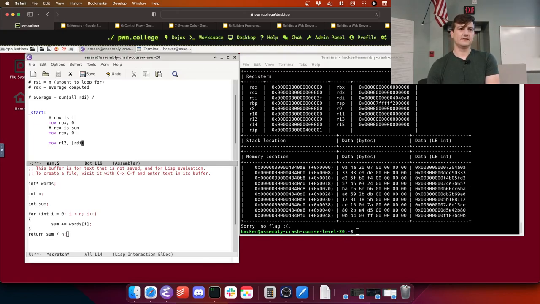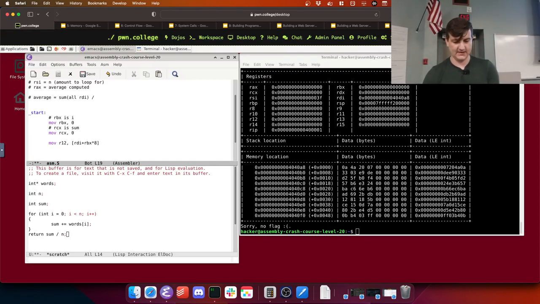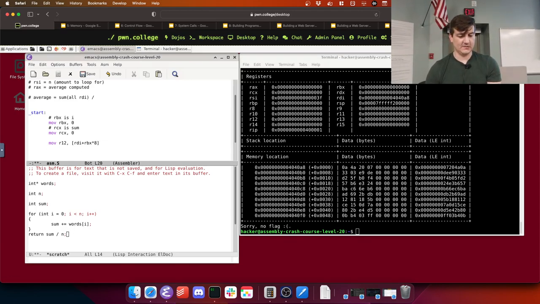So I need to move into, let's say some register, I'll just say R12, from RDI. But I want to offset this, right? So what's my counter? RBX times what? What size are these? Eight, because they're quad words, right? The program is telling us these are eight byte values. So this will be the move. This is getting words into there, and then we want to add into sum, RCX, R12. And then what do we want to happen afterwards? Increment RBX, our i.